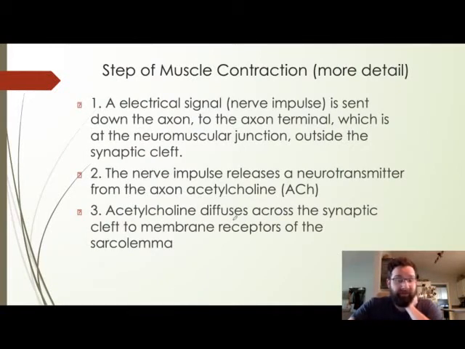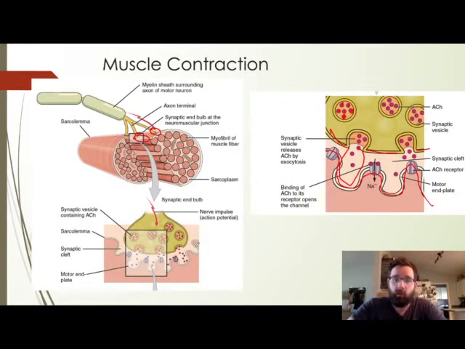Acetylcholine diffuses across the synaptic cleft to the membrane receptors of the sarcolemma. Sarcolemma, remember, is the membrane of the muscle fiber, which is a muscle cell. So this is the sarcolemma, this whitish area that I've drawn over. It has its own sodium proteins that are able to move, to transmit the signal of ACh into an action potential in the muscle fiber. And that is where this is happening.